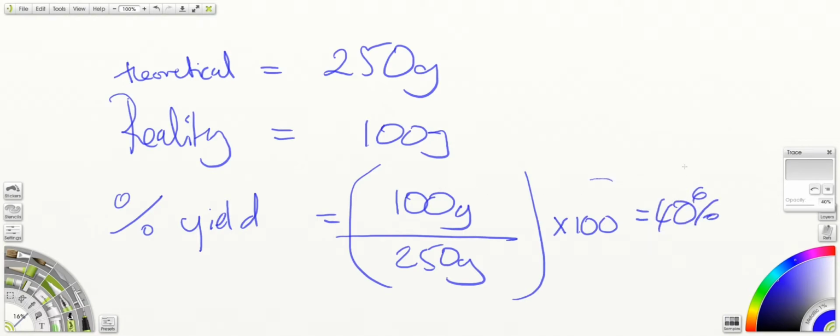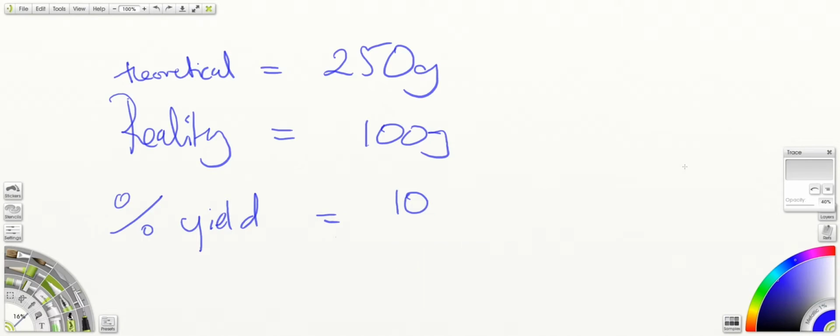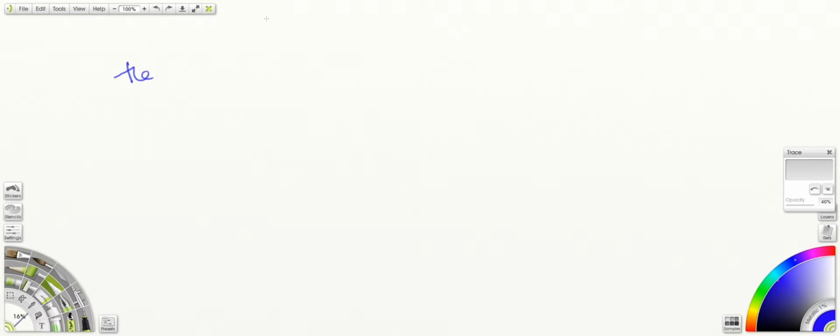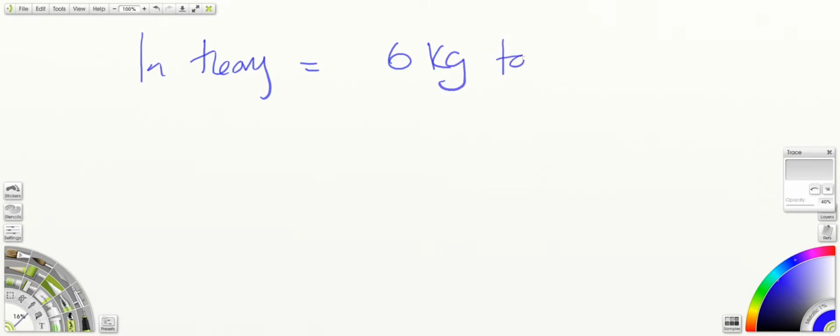Do you see how simple that is, guys and girls? Very, very simple. I'm going to leave you with a question, and then I'm just going to disappear. So in theory, you're supposed to have a product comprising of 6. Now guys, I just want to point out before I say it can be grams, it can be kilograms, it can be tons, it doesn't matter. It's a ratio. It's a ratio.